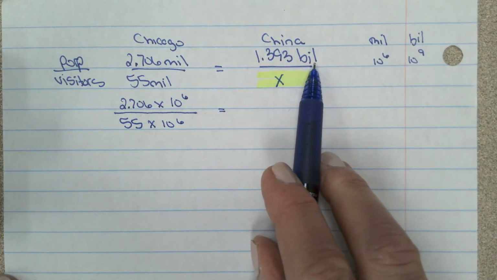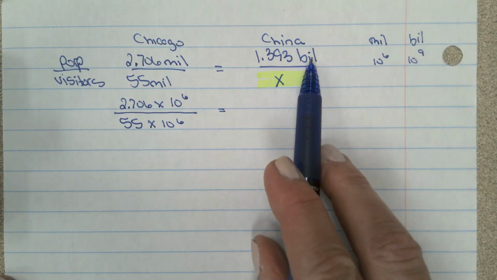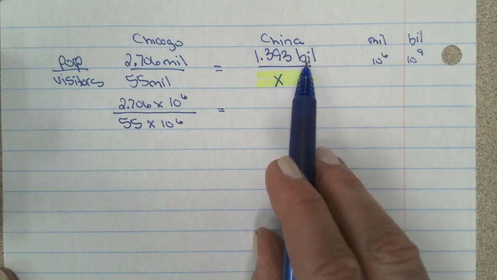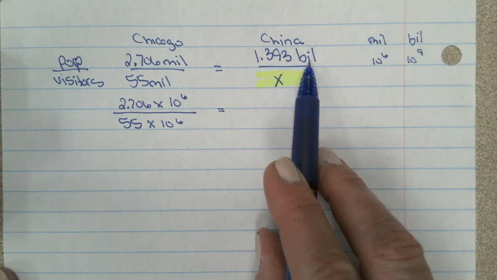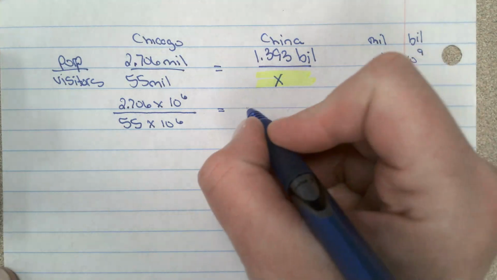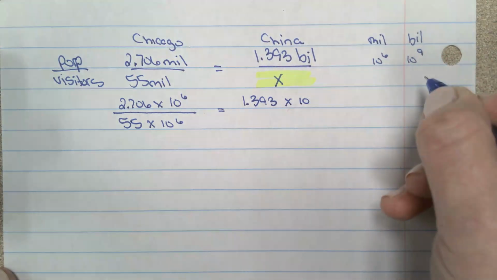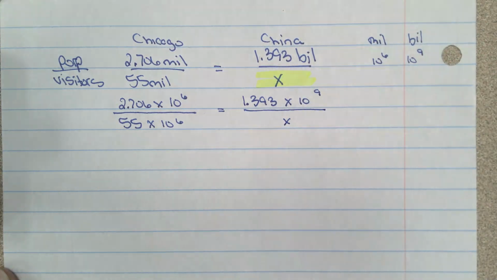So the problem here, if this number would have just been in millions as well, then you could simply drop the words and just use the numbers to cross multiply. But since this has basically 3 zeros more, that's why we're having to do all this extra work. So I have 1.393, and a billion is 10 to the 9th, divided by x.